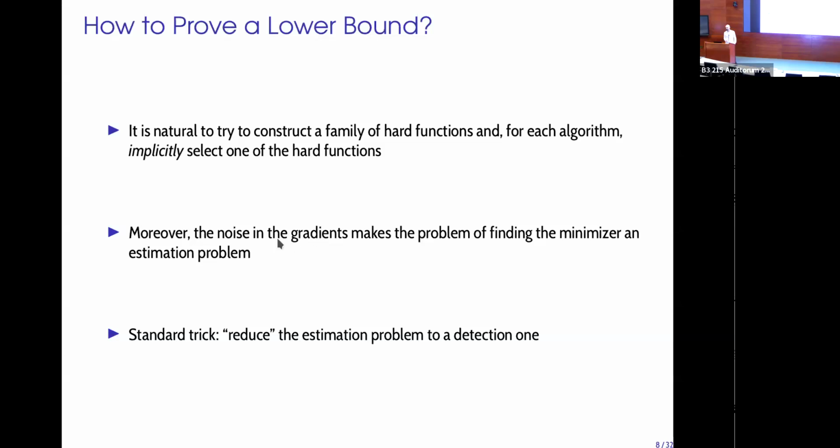Moreover, remember that we are accessing the gradients only through stochastic gradients. So this means that the problem of finding the minimizer just becomes a statistical estimation problem. And how do statisticians solve these kinds of problems? There is a very common trick, which is the idea that you take an estimation problem and you reduce it to a detection one. And in this way, we can use all the tools from information theory and statistics on the lower bounds of the probability that you can detect things. I will be more specific on this.